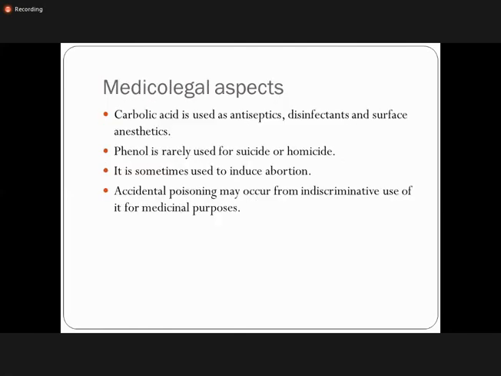For the medico-legal aspect, it's mainly used as an antiseptic or disinfectant. So it's rare for suicide or homicide, and it can sometimes be used to induce abortions.